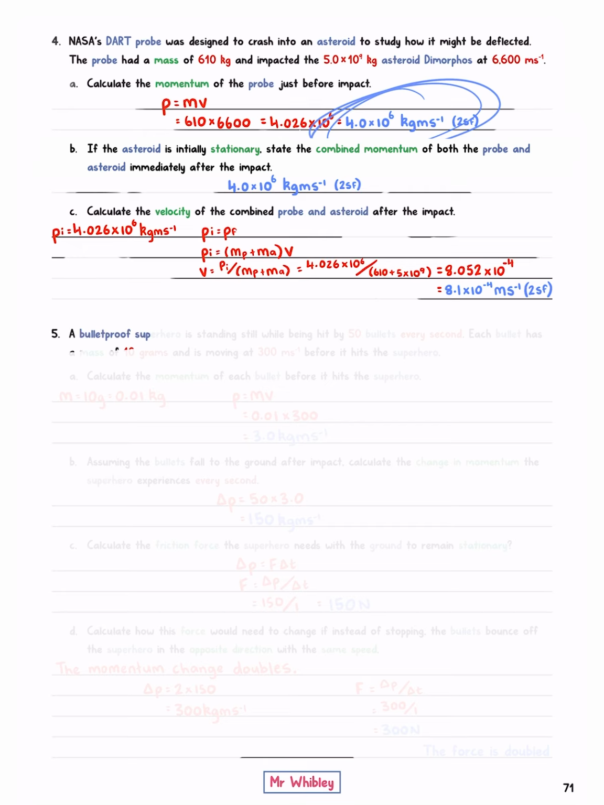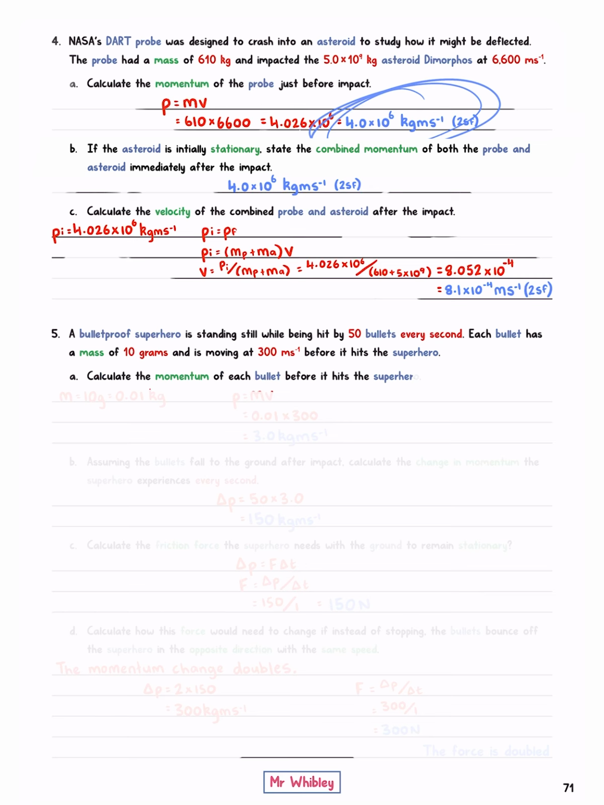A bulletproof superhero is standing still while being hit by 50 bullets every second. Each bullet has a mass of 10 grams and is moving at 300 meters per second before it hits the superhero. Calculate the momentum of each bullet before it hits the superhero. Our mass of 10 grams can be divided by 1,000 to find 0.01 kilograms. Momentum is mass times velocity. Putting in our mass and our velocity gives us 3.0 kilogram meters per second.